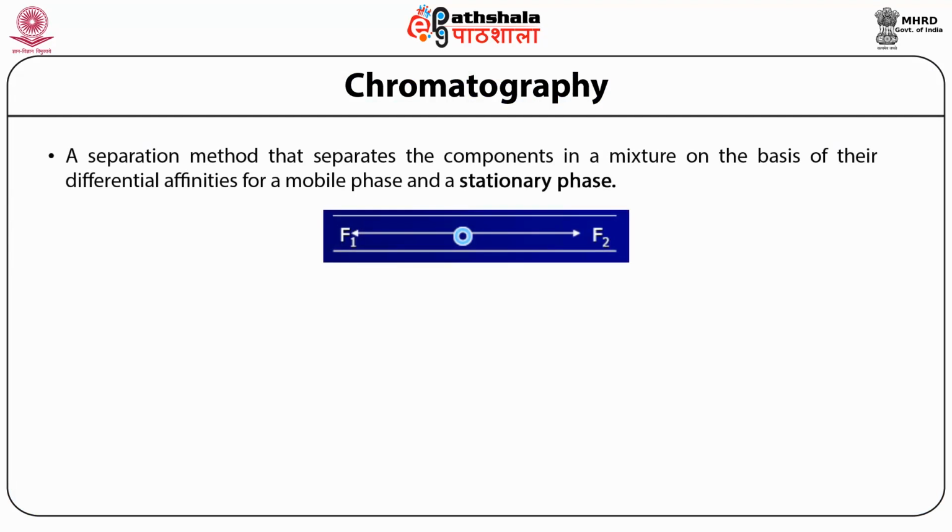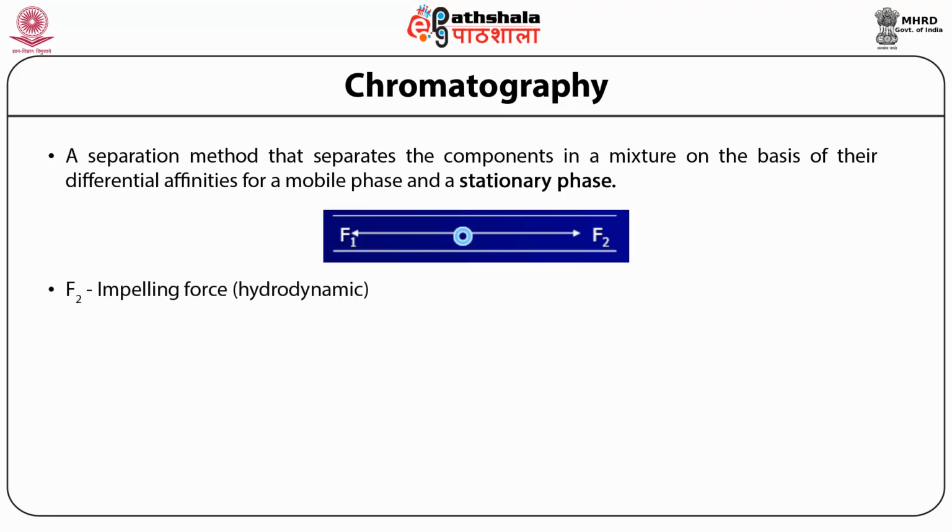A separation method is actually a method that separates the components in a mixture on the basis of their differential affinities for a mobile phase and a stationary phase. And this method is called chromatography. As we can see in the figure, there are two forces acting on the solute when it is moving through the mobile phase over a stationary phase.